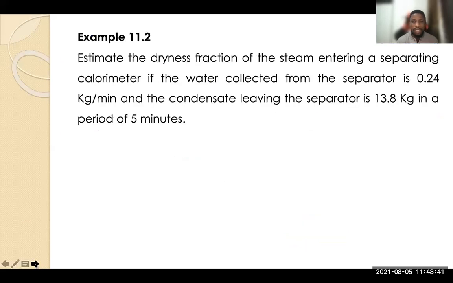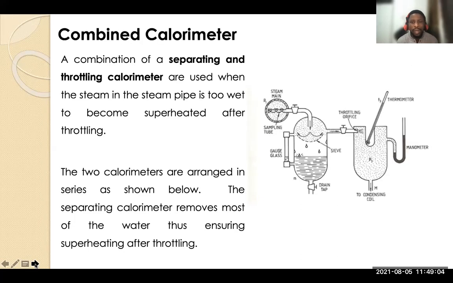Based on the drawback or the challenge associated with this, I'm going to solve this calculation and send it to you as well. But like I said, it's not going to do any harm if you look at this example ahead of time. You do some Googling, go online as well, or use your body system. All right. So based on the drawbacks we've seen, throttling calorimeter drawback, we moved to the separating calorimeter, which also has a drawback.